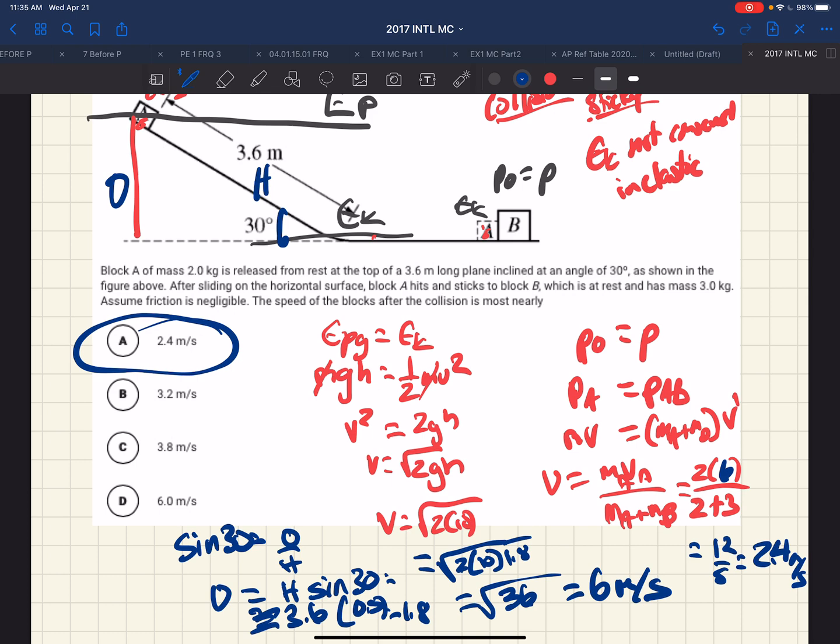So it's important for us to go back to the very beginning. It's easy to get excited when we got this 6 meters per second like I did, but then wait a minute, that's just the velocity here. And so it would be useful for us to say, all right, 6 meters per second, 6 meters per second, and then 2.4 meters per second afterward to track it through. And that's why it's choice A.